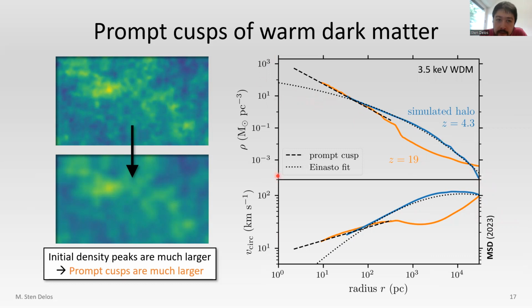So the density profile is not directly measurable. So let's look at something that is closer to observations. This is the circular orbit velocity as a function of radius. And the conclusion here is that below about 100 parsecs, the prompt cusp raises the circular orbit velocity compared to what you would conclude if you just extrapolated using the Einasto profile.